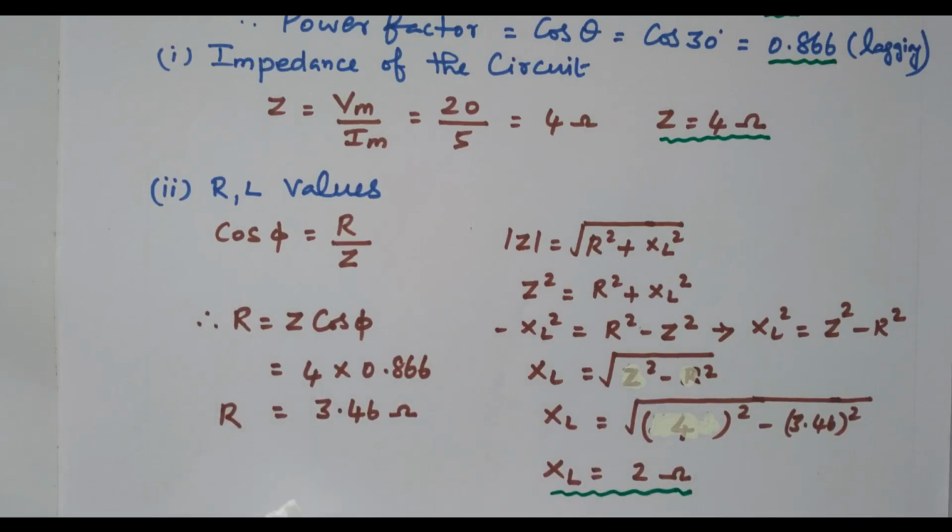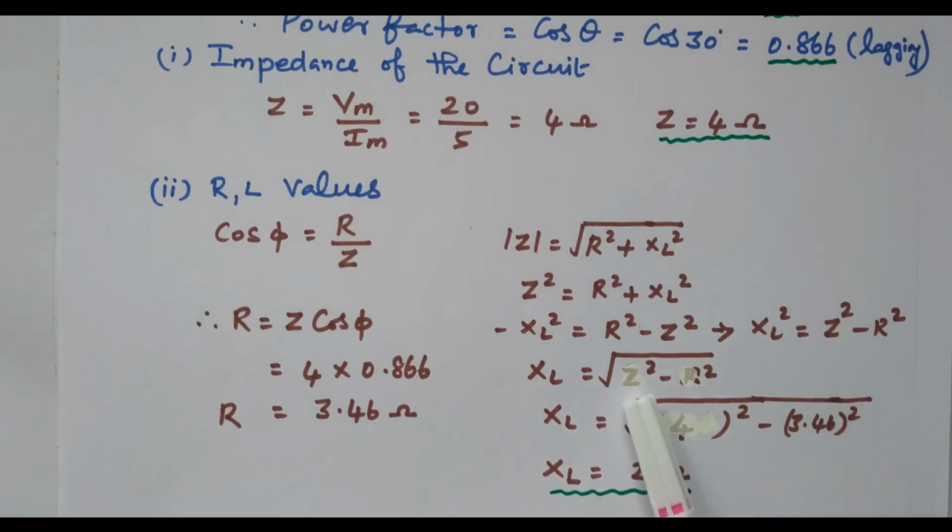Now we'll calculate the L value. For that we'll use the impedance. The general formula for the magnitude of impedance is Z equal to square root of R square plus XL square. Squaring both sides, Z square equal to R square plus XL square. Bring XL square to the left-hand side and Z square to the right-hand side, then multiply by negative, so that XL square equal to Z square minus R square. So XL equal to the square root of Z square minus R square.